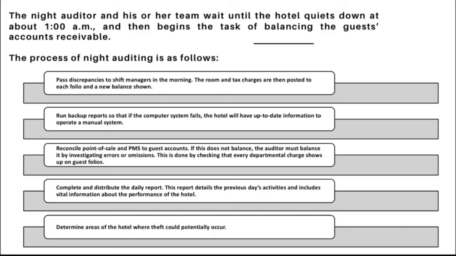Number 2 is run back-up reports. So that if the computer system fails, the hotel will have up-to-date information to operate a manual system. So it is very important na sa night auditor or sa lahat naman ng bagay or within the departments of the hotel, lahat ng files nila or reports should have a backup. Okay? Para in case na magkaroon ng system failure, okay? So ibig sabihin, meron pa rin tayong mga information na magagamit.